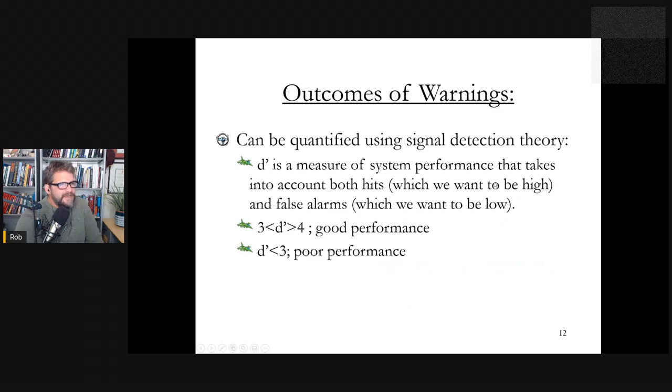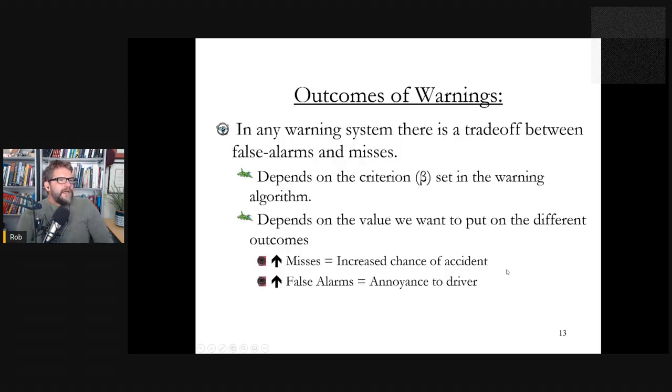And the way that we do that in research is we use a measure called D prime, right? Which is basically the difference between hits, which we want to be high, and false alarms, which we want to be low. I'll show you some examples of research that have used this. It comes with a number basically between 1 and 4, where 3 or 4 is a good system, and less than 3 is a bad system. Okay. So any system, there's a trade-off.